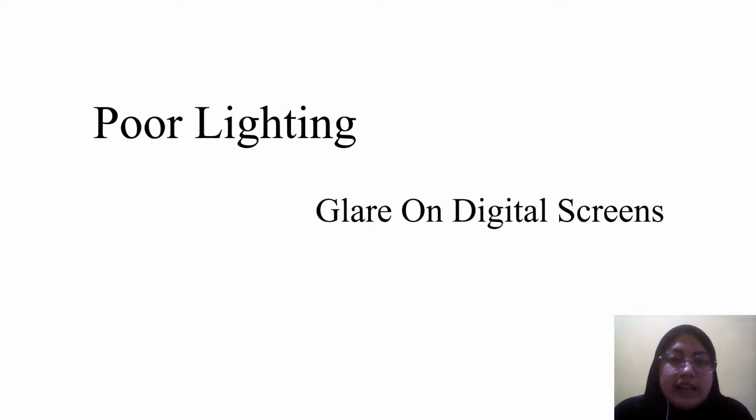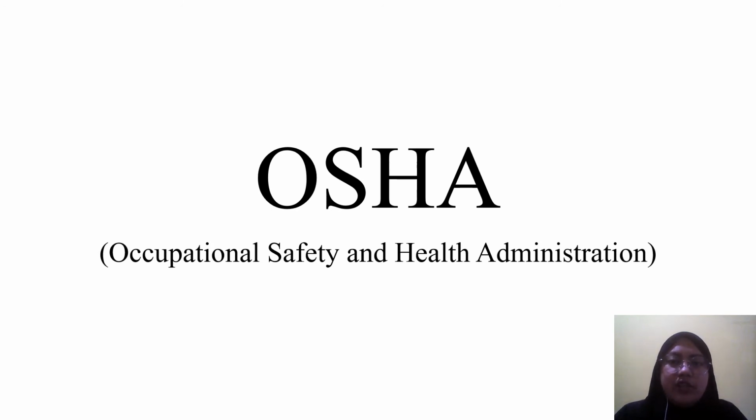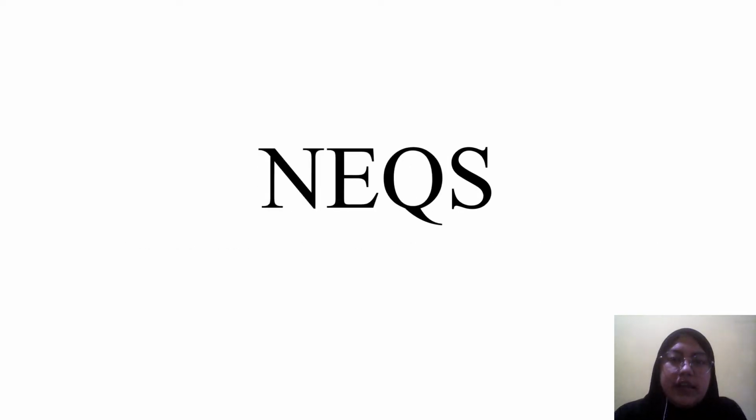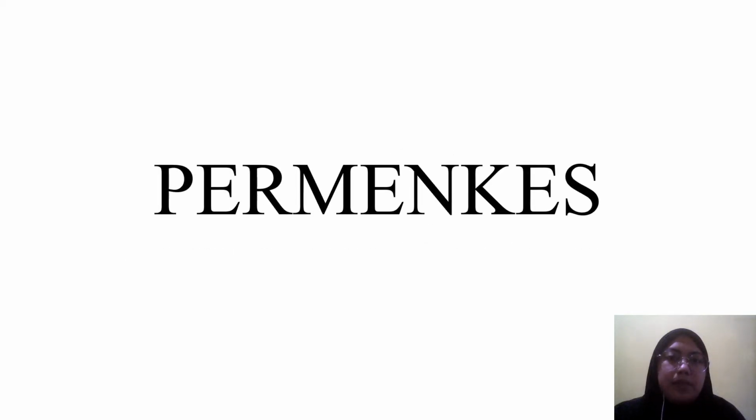The room lighting standard set by OSHA, or the Occupational Safety and Health Administration, is 250 lux. Next, the NEQS, or National Environmental Quality Standard, is 300 lux. And the next, based on PERMENKES number 70 of 2016, is 300 lux.